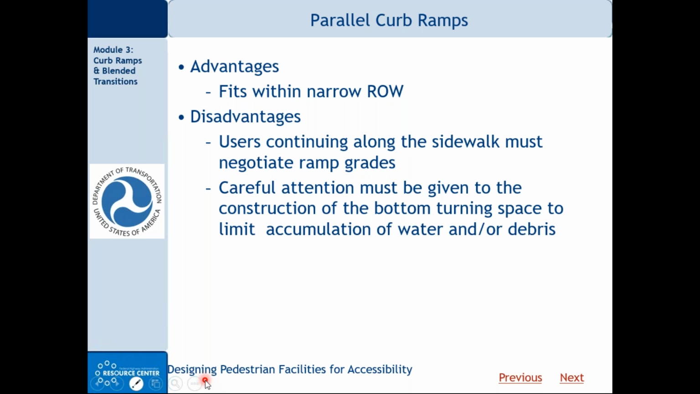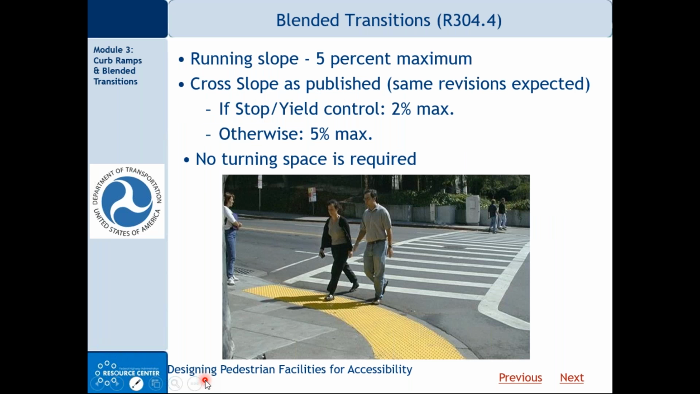So those are the two types of curb ramps. The third type of sidewalk to street transition is the blended transition, which you see in the photo here. Notice the curb is missing around this entire corner. This is a blended transition, and because the curb is missing, we need to use detectable warning surfaces here. Recall my rule of thumb: everywhere the curb is missing at a street crossing, we need detectable warnings.